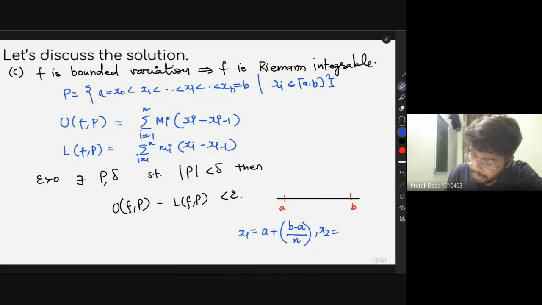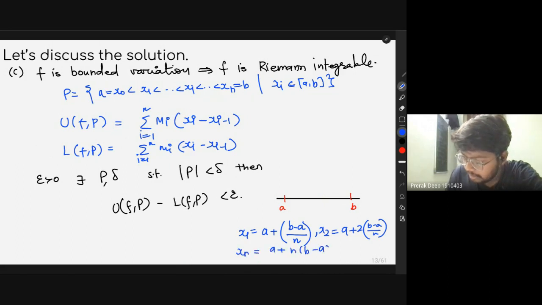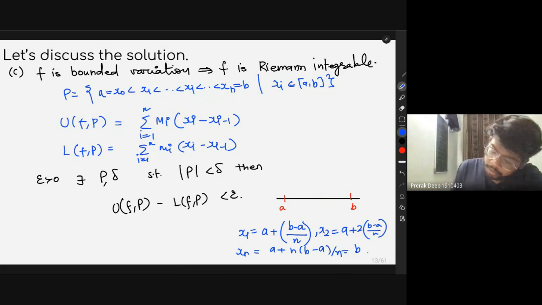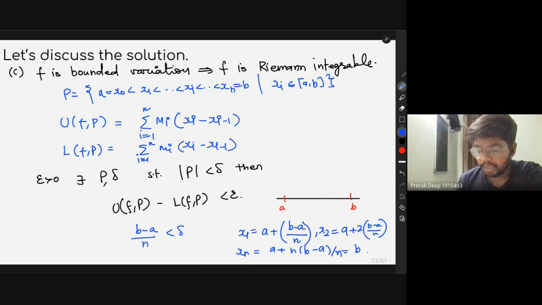X2 will be A plus 2 times the difference, and so on and so forth. And xn will be A plus n times this divided by n, which is nothing but equal to b. Okay, so this is how you create this subinterval, and you can take n to be that large so that it is smaller than delta.